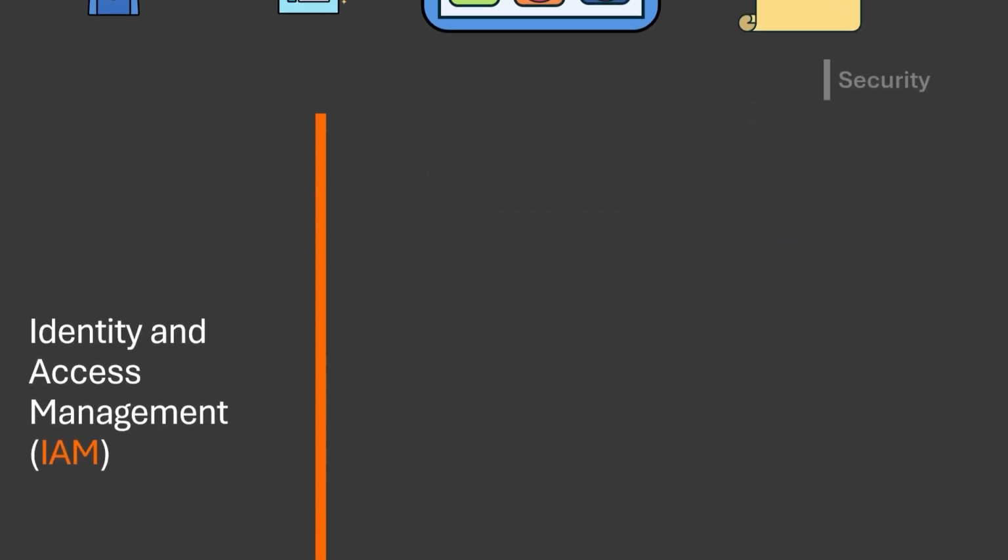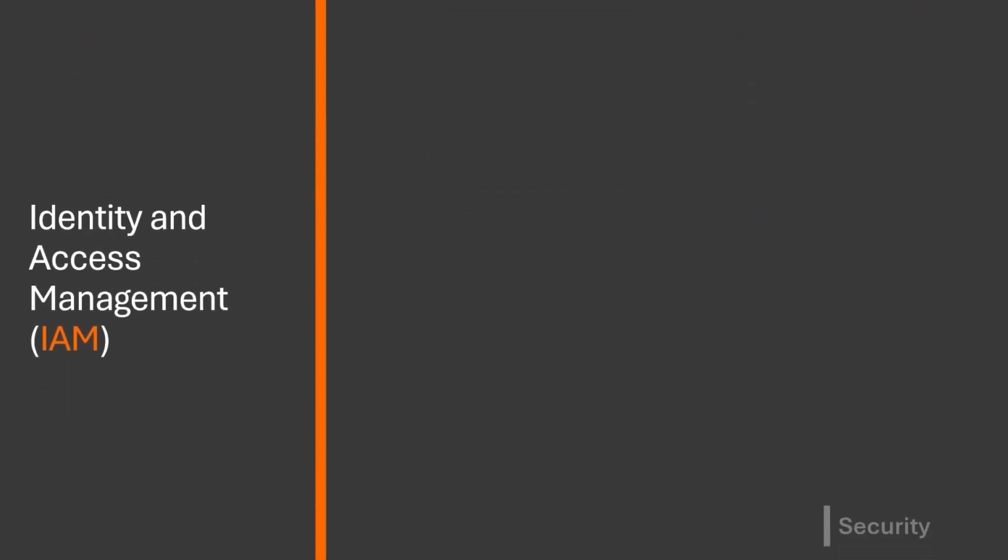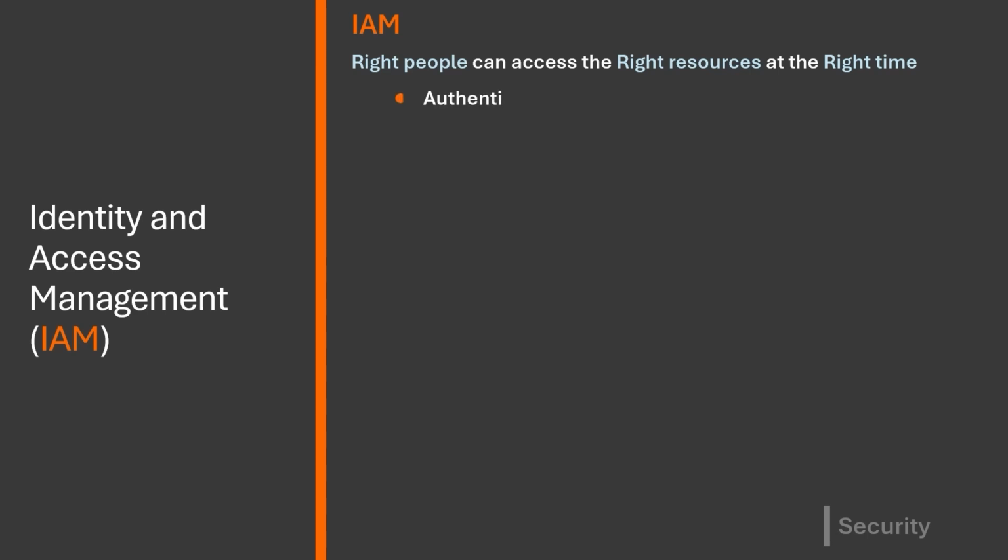Let's talk about identity and access management, or IAM for short. IAM is all about making sure that the right people, and only the right people, can access the right resources at the right time. It is a combination of policies, technologies, and processes that help organizations manage who can access what. IAM covers several things, such as authentication, which is verifying identity, authorization, which is deciding what access someone has, and the lifecycle of tasks, like account provisioning when someone joins and deprovisioning when they leave.